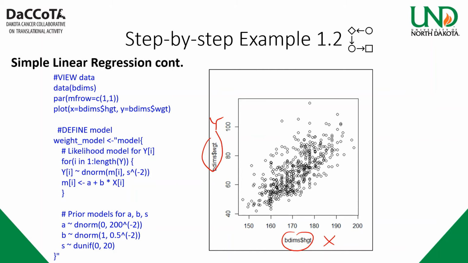So we'll define the model. The likelihood model is going to be a little bit different. With regression, it's y for each i iteration, for i in length y. And then we're going to have a normal distribution with mi and then our standard deviation. And then m is going to be this function, like intercept plus slope times x. Our prior models, which we already looked at here, we're going to define them here.